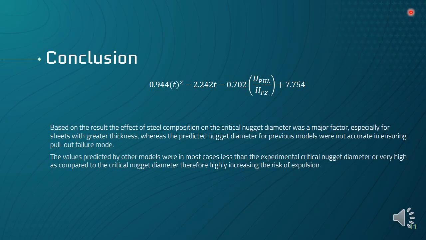The model's reliability was evaluated on a test experiment data obtained from literature. Based on the result, the effect of steel composition on critical nugget diameter was a major factor, especially for sheets with greater thickness, whereas the predicted critical nugget diameter for previous models were not accurate in ensuring pull-out failure. The values predicted by other models were in most cases less than the experimental critical nugget diameter or very high as compared to the critical nugget diameter, therefore highly increasing the risk of expulsion. But in this case, they were usually greater or very close to the experimental data. Thank you.